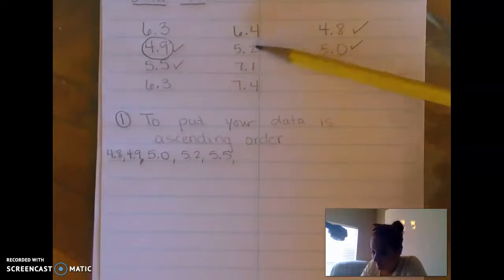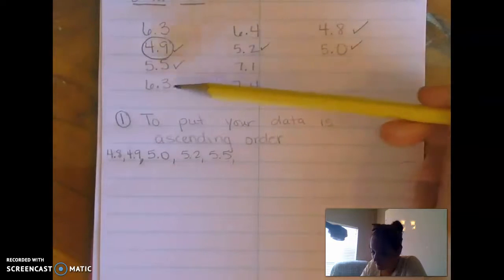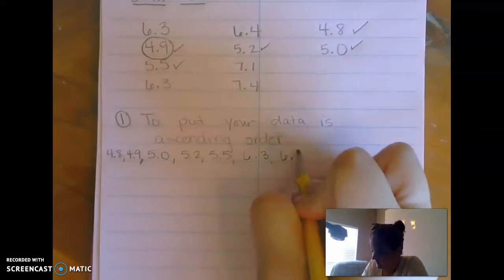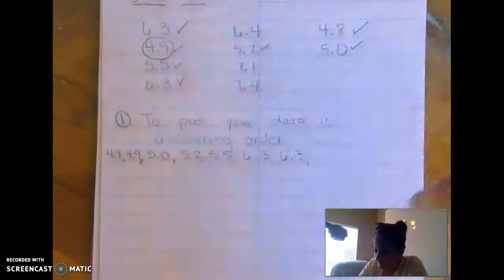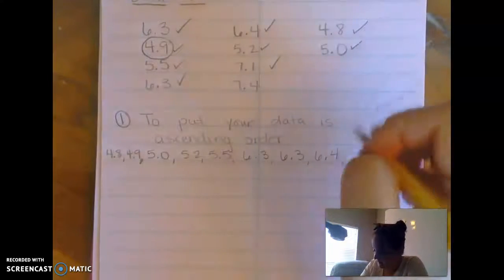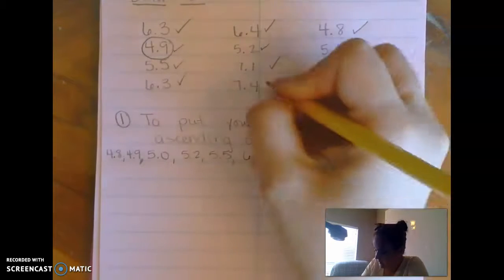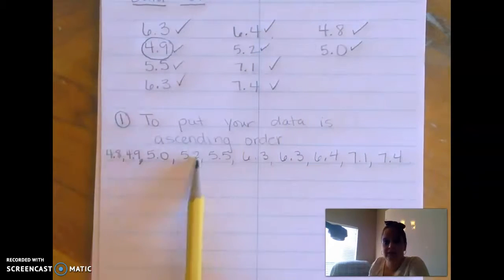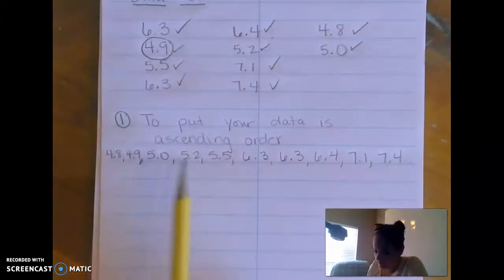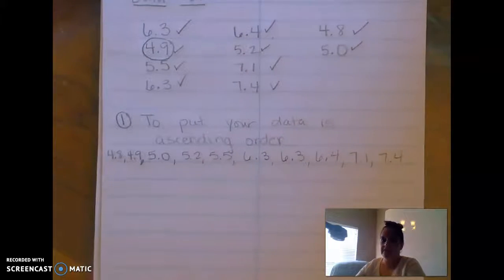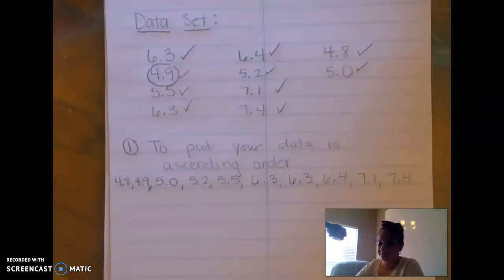Let's see, do I have any that are just 6 by itself? No, but I have two 6 and 3/10. Check those guys off. I have a 6 and 4/10. I have a 7 and 1/10. And a 7 and 4/10. Now remember, I had 10 up here, so I should have 10 here. 1, 2, 3, 4, 5, 6, 7, 8, 9, 10. So I have 10 in my data set.